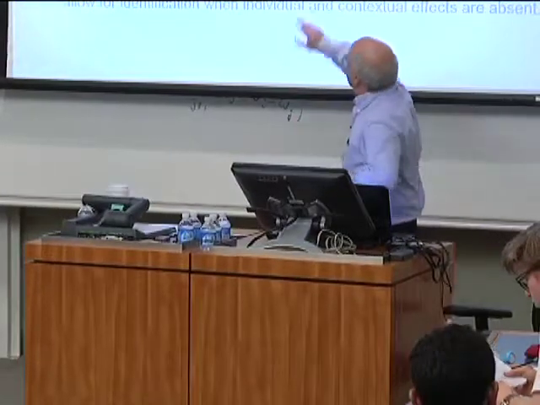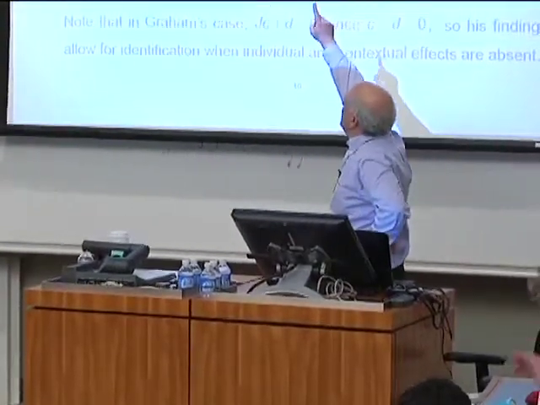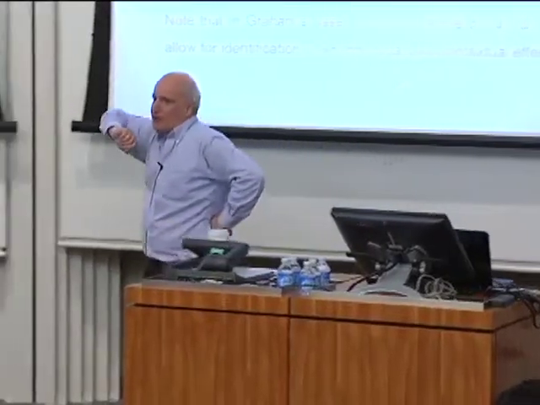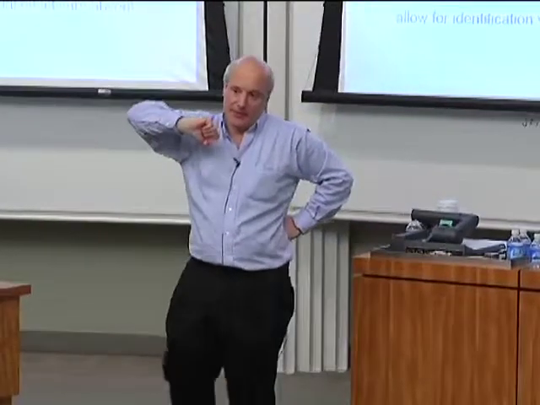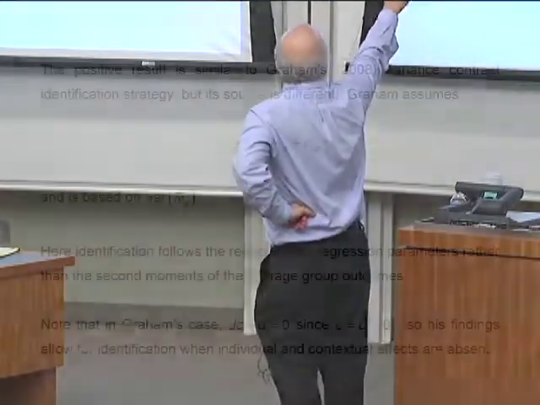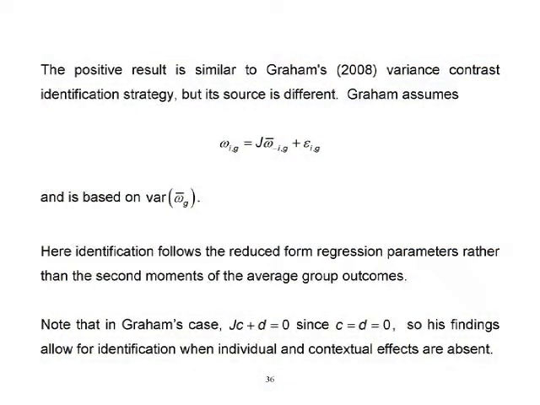Okay, and so what Graham did was he asked the question, suppose that I, by assumption, say there are no contextual effects, and by assumption there are no individual effects. So the only thing I can do is say omega depends on j minus omega plus epsilon. What he showed is that if you could look at what he called variance contrasts, that if you have multiple group sizes, you could recover j. What we're showing is multiple group sizes for the general linear-in-means model, not just the one where I set some parameters equal to 0. That's sufficient to achieve identification.